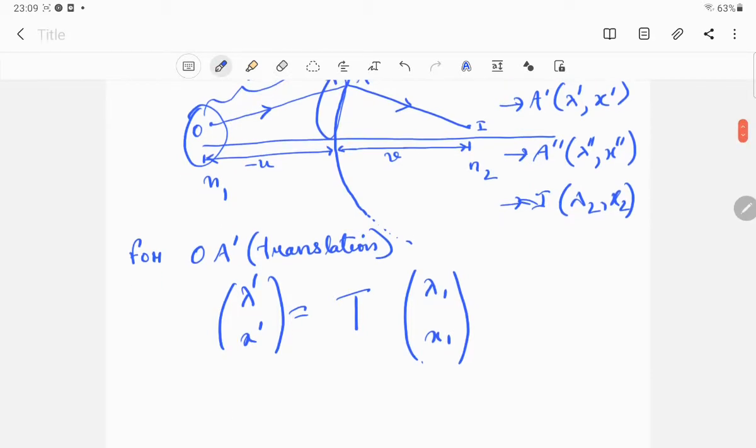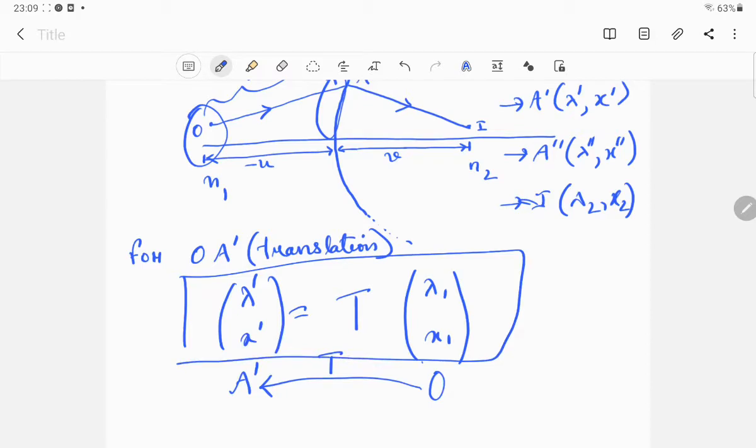This represents the point O, and this represents the point A dash. To go from O to A dash, what happens in between is called translation. That is why we are writing the matrix representation like this. I hope it is clear to all of you.